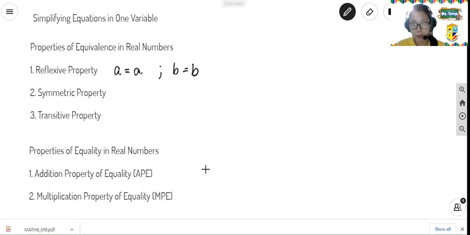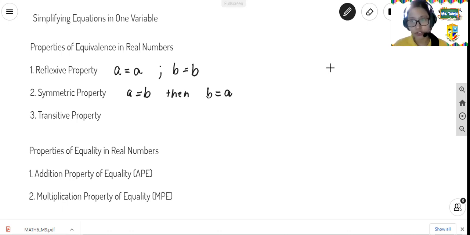Now for the symmetric property, this just tells us that the sides of the equations can be interchanged and they will still be the same. You will still have the same result. Like for example, if A is equal to B, then B is also equal to A. So as you can see in our first equation, A is the one written on the left and B is the one on the right. So this is just the same as when B is on the left and A is on the right. As long as you don't change anything in the equation, it is symmetric property.